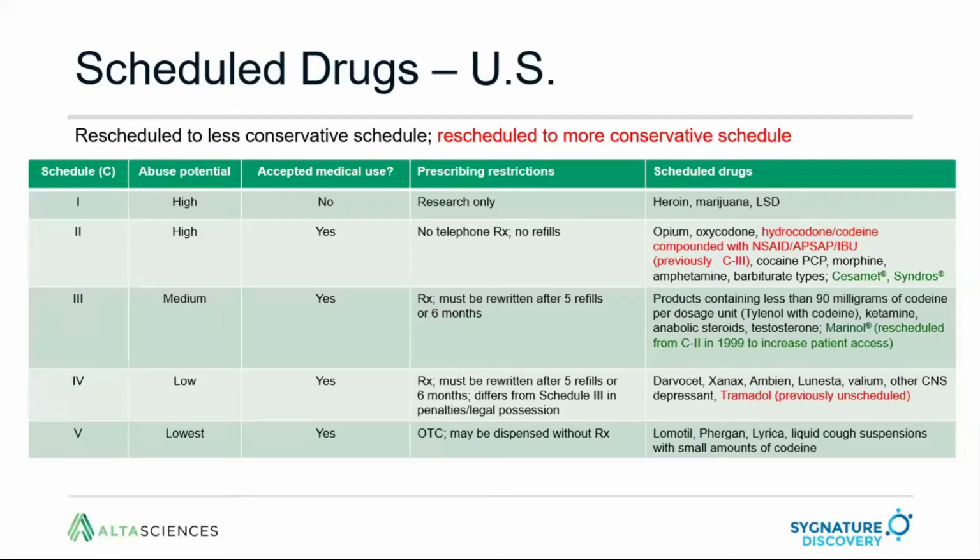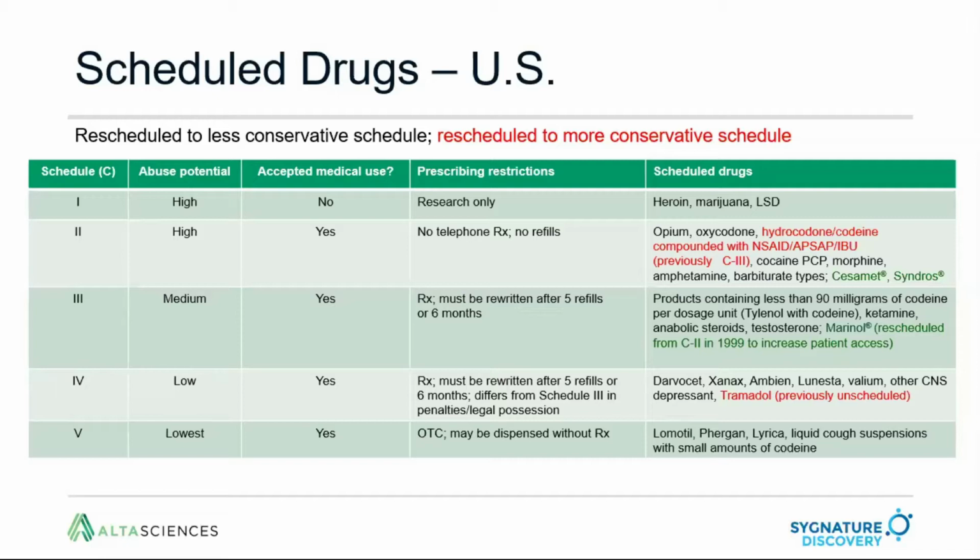This table illustrates the 5 classes of scheduling in the United States. As you can see, as you move from Schedule 1 to 5, there is lower abuse potential and less restrictive prescribing restrictions. For example, a Schedule 2 substance, such as opiates, cannot have telephone prescriptions or refills. Schedule 5 substances, however, may be dispensed even without a prescription.